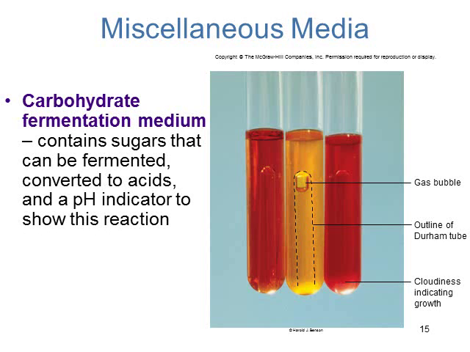And then another type of media is called carbohydrate fermentation media. These different types of media have sugars that can be fermented. Once it's fermented, it's converted into an acid, and that changes the pH. And then your tube can actually change color.